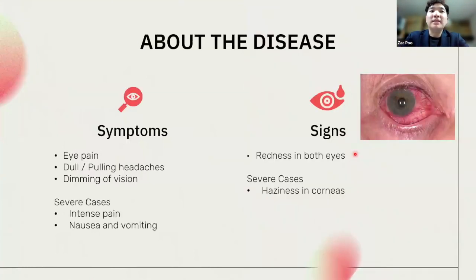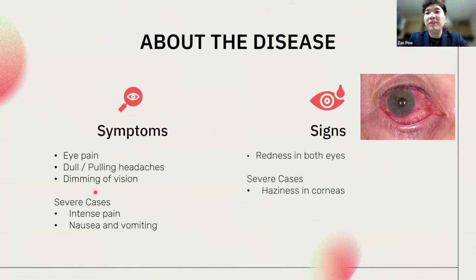So what are the different signs and symptoms? The first symptom here will be eye pain. You may notice eye pain, but eye pain is quite rare unless it's very, very severe. A dull and pulling sensation is the most common complaint. You will start to notice this dull pain, a kind of pulling headache that's usually happening around the eye or near the eye. This is one of the symptoms that may occur.